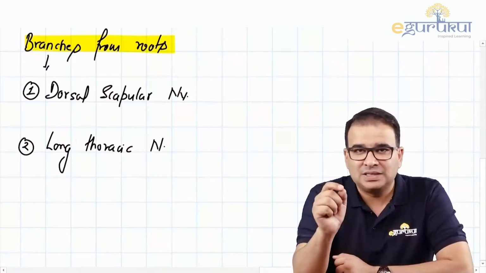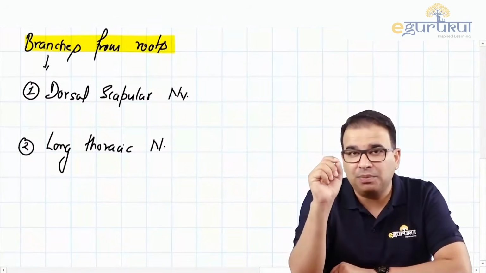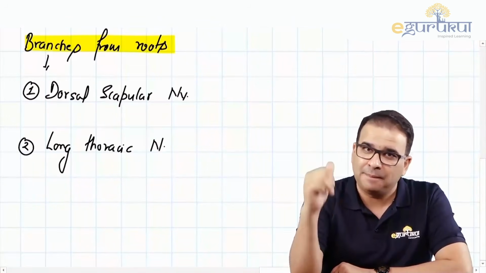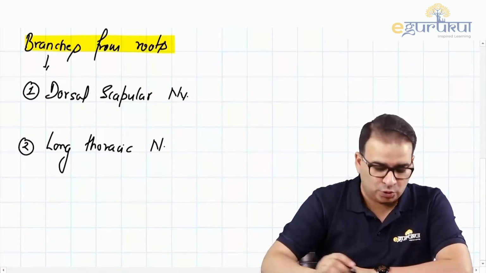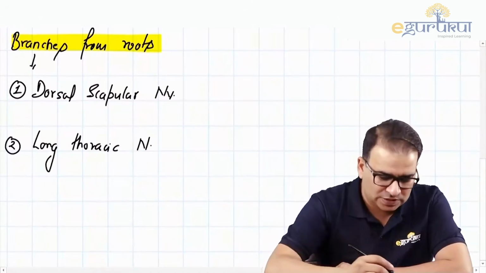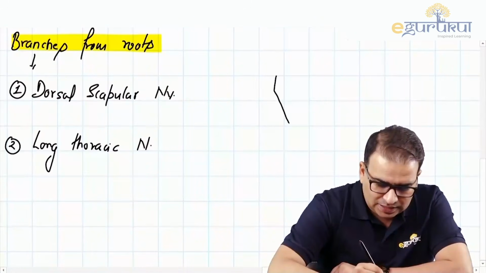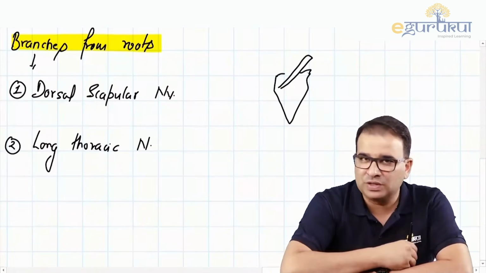And this is the catch here, guys. If you think of the muscles which are attached along the medial border of the scapula, all the muscles on the medial border of scapula are supplied by these branches coming from the root. Let's understand it diagrammatically. It's always easy to remember things diagrammatically. Let us say this here is a scapula, a dorsal view, obviously because I'm talking about the dorsal scapular nerve.